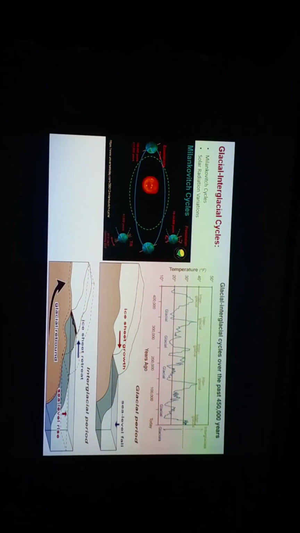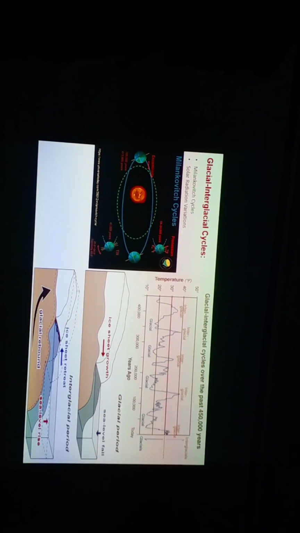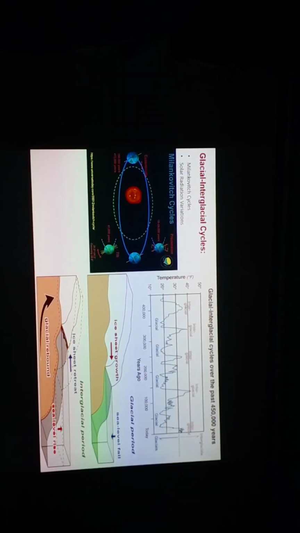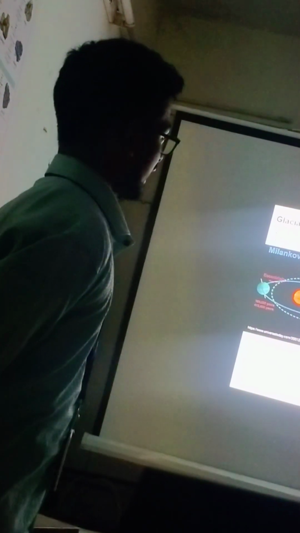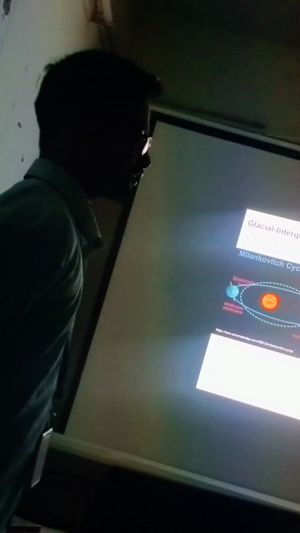According to eccentricity, the nearly circular path of the orbit of the Earth becomes elliptical due to the gravitational attraction of Jupiter and Mars. As the distance from the sun varies, the solar radiation also varies. Then coming to precession, which is due to the tidal forces of the sun and moon.